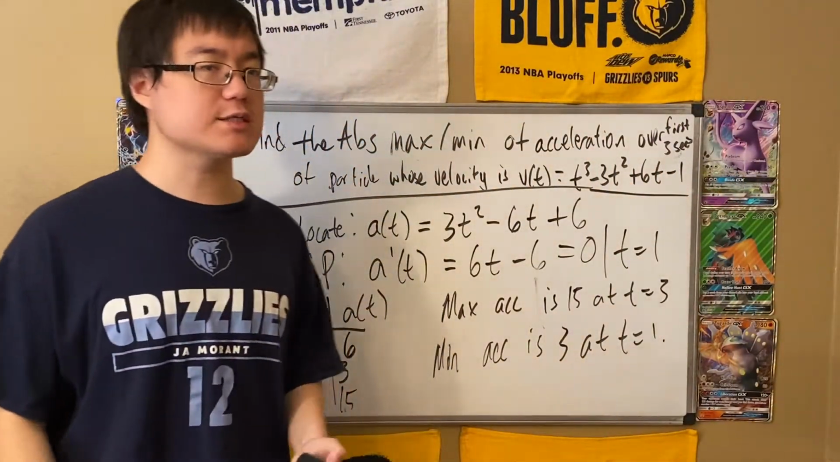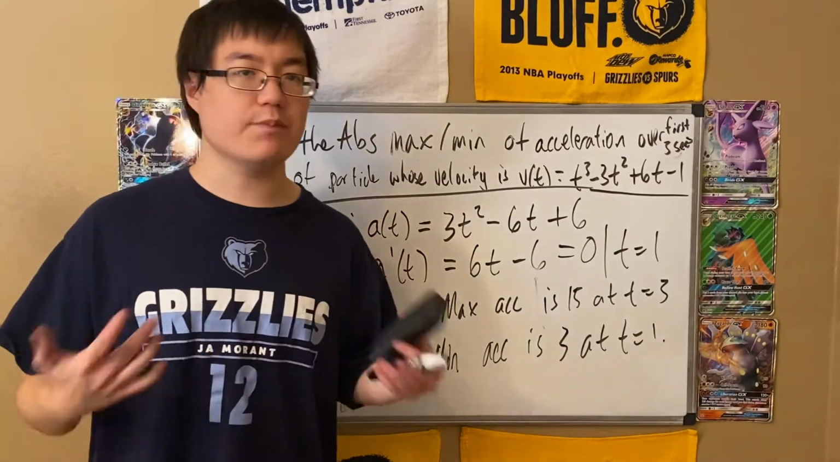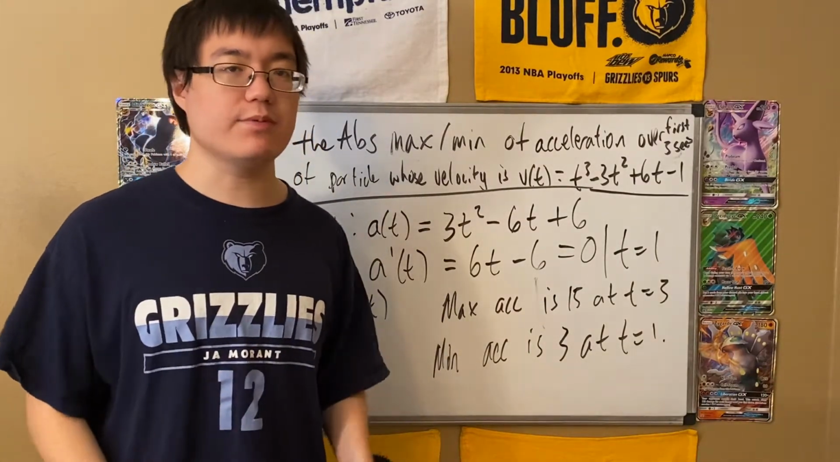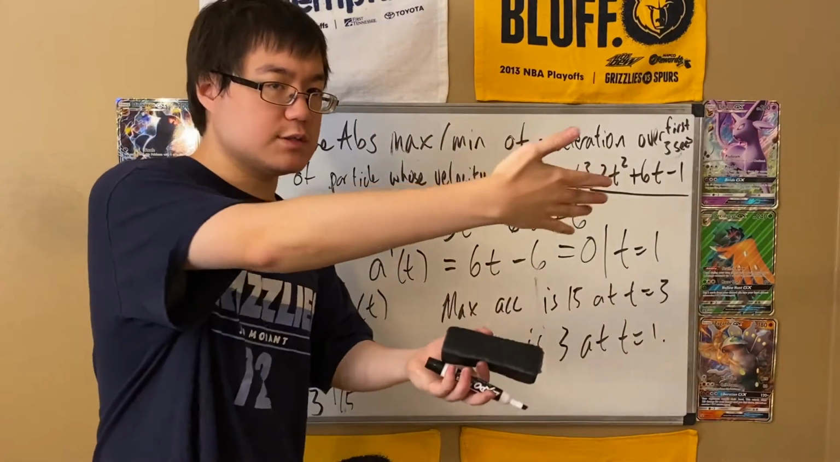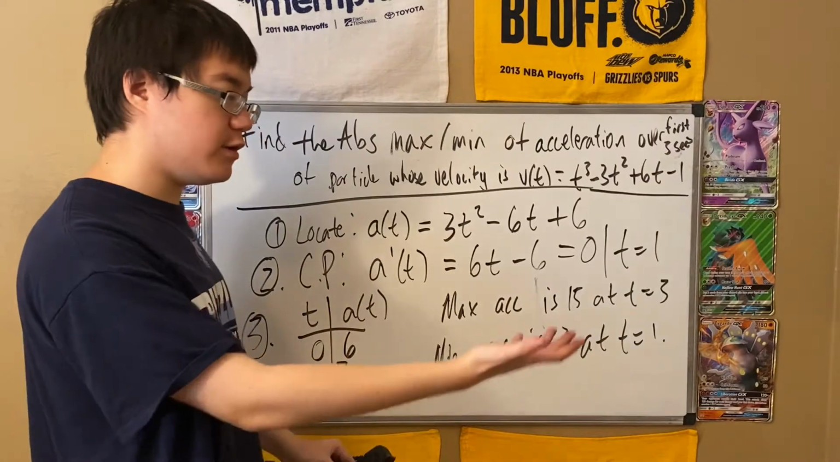Again, you're going to get very accustomed to it because you're going to do it quite often. It appears on every single AP exam and probably every single college calculus exam. Locate the function, take the derivative, set it equal to 0. There's the critical points. Finally, table.